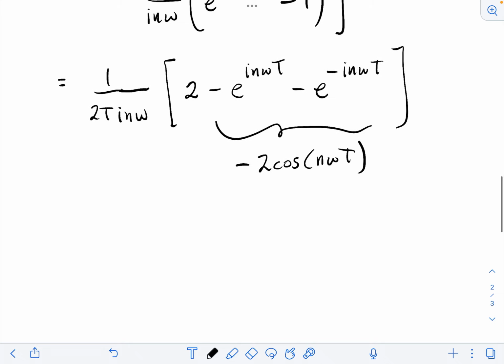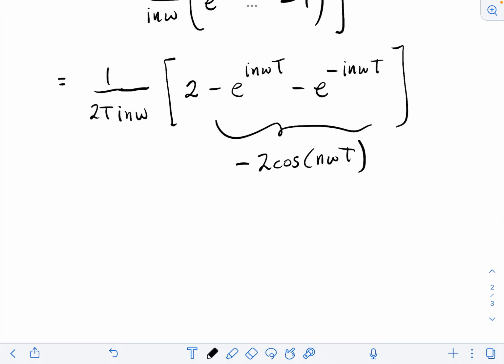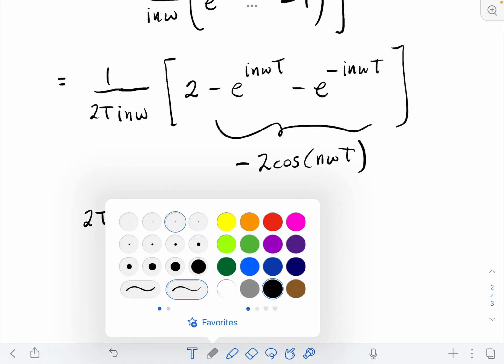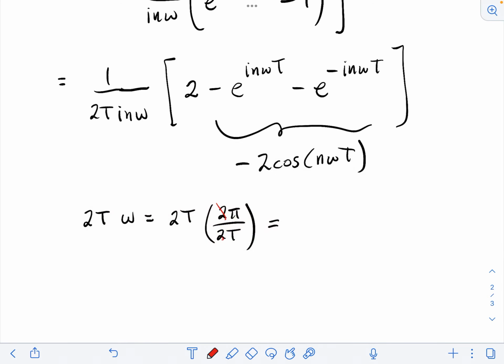So before going on, let's just recognize something else. Remember, the period is 2T, so 2T times omega is equal to 2 pi, and omega is 2 pi times the frequency, or 2 pi over the period, and the period is 2T. And so we get 2 pi is what we are left with for omega T.